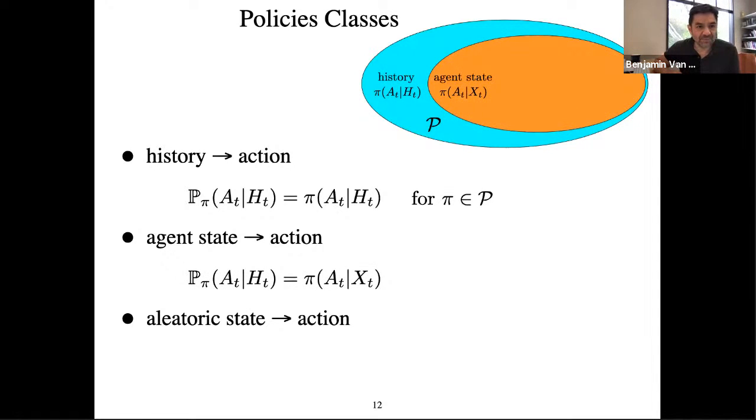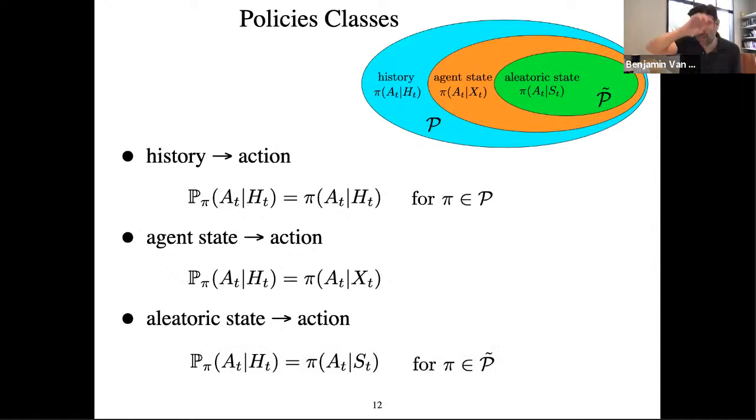The policy maps agent state to action. The probability of the next action, conditioned on history, can be generated by the policy, and thus it really only depends on the agent state x_t, okay? And policies that map aleatoric state to action, this class P tilde, select actions just based on the aleatoric state, okay? So the action depends on history only through the aleatoric state.